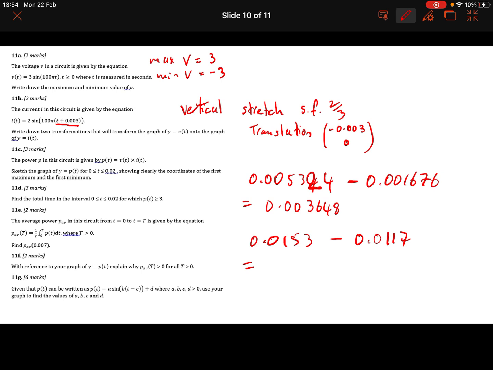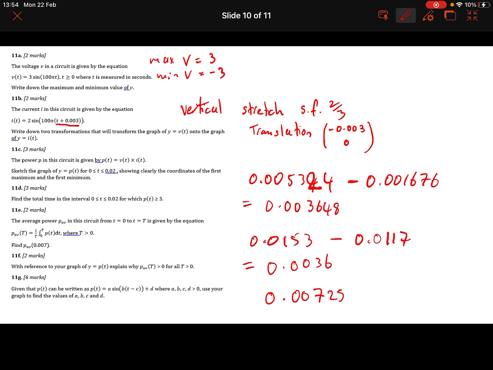Plus 0.003648 equals, and the total amount of time is 0.00725 seconds, I suppose. Is it all measured? It's all measured in seconds, to 3 significant figures. Okay, so again, we're just using the graph to work that out.